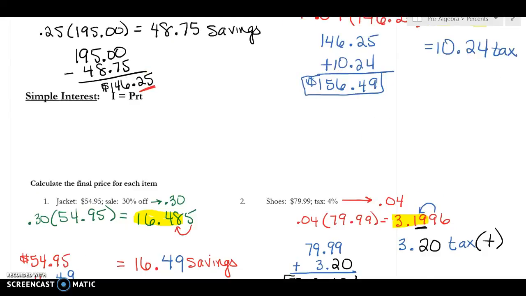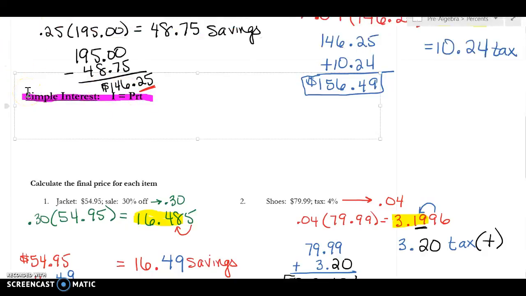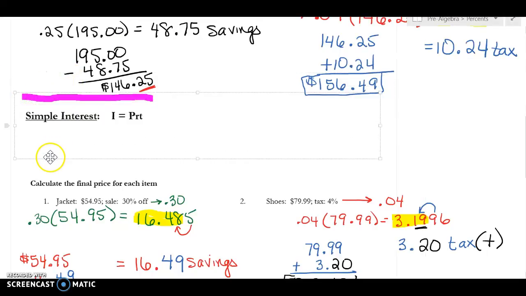All right, let's look at the last type of problem. The last type of problem is simple interest. I'm going to highlight it. I kind of wrote on it here, but hopefully that's okay. Let's see if I can drag this down some, maybe. There we go. And then I'll just move my highlighting.